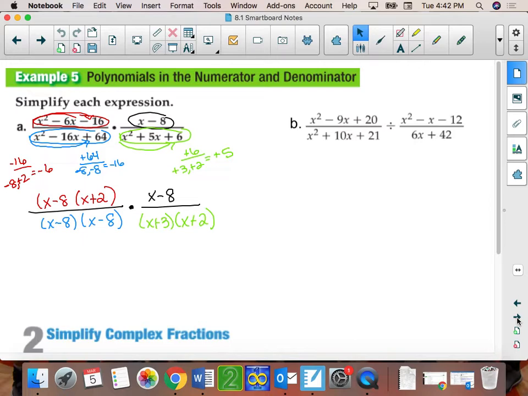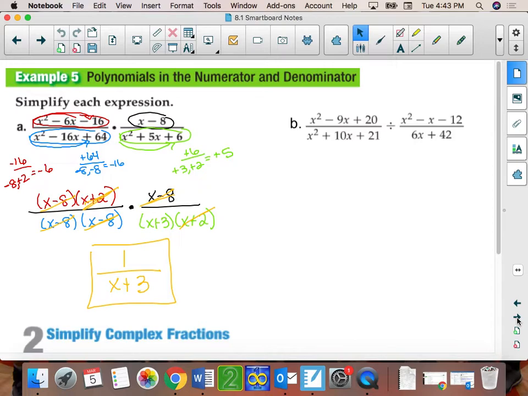So I'm going to cancel this, whoops, I forgot that parentheses. So I'm going to cancel this x minus 8 with this x minus 8. This x minus 8 with this one, and then x plus 2 with this x plus 2. So left on top, I have a 1, and on bottom, I have an x plus 3. And there is my final answer.